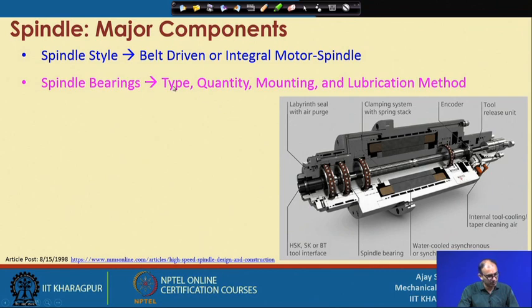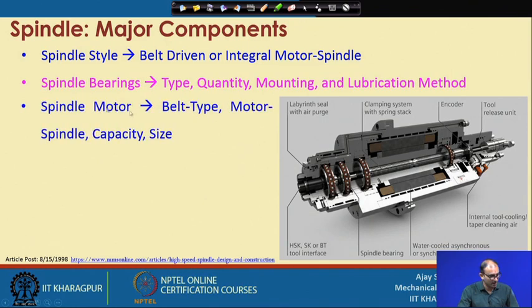There are different bearings: roller bearing available, ball bearing available, air bearing is also there. Then how many bearings you are putting here? If you are putting fewer bearings, then stiffness is less. If you are putting more bearings, stiffness is high, but cost is also an issue, right. Lubrication is important, how you are lubricating it. It is external lubrication or inline, that means automatic lubrication or something; that will make the difference. Motor, obviously belt type or motor spindle type; capacity and size are also important.